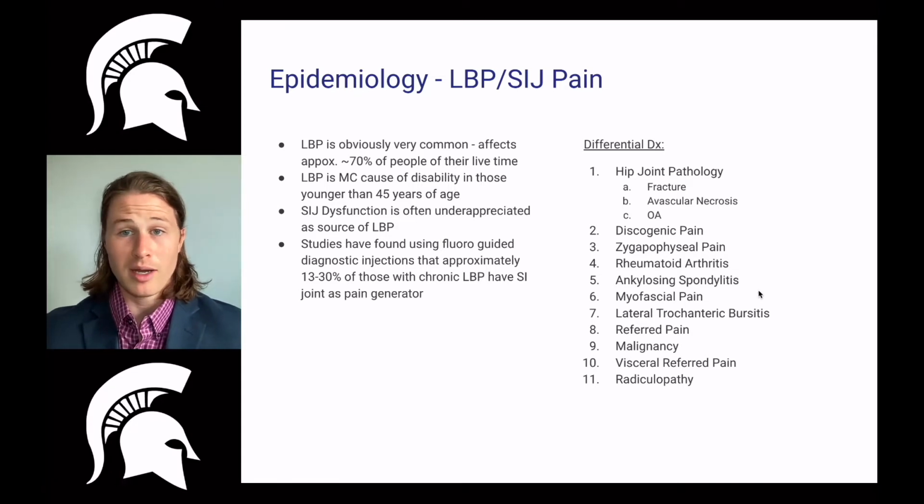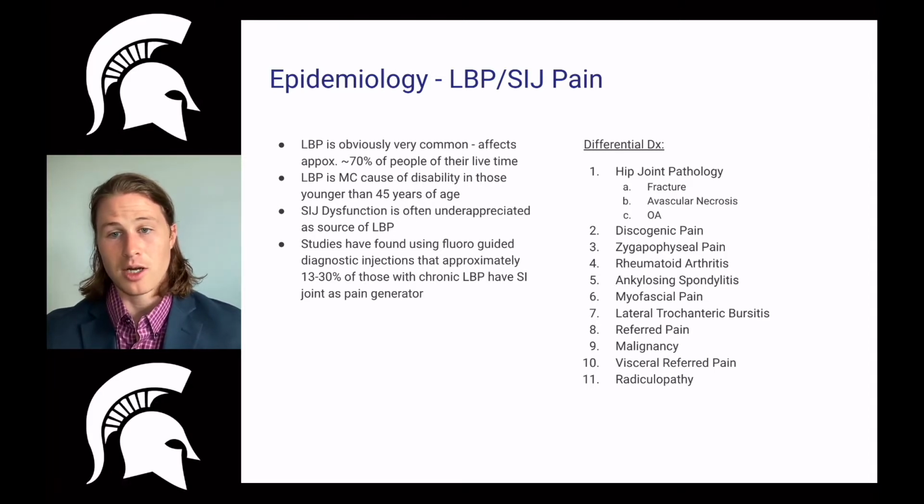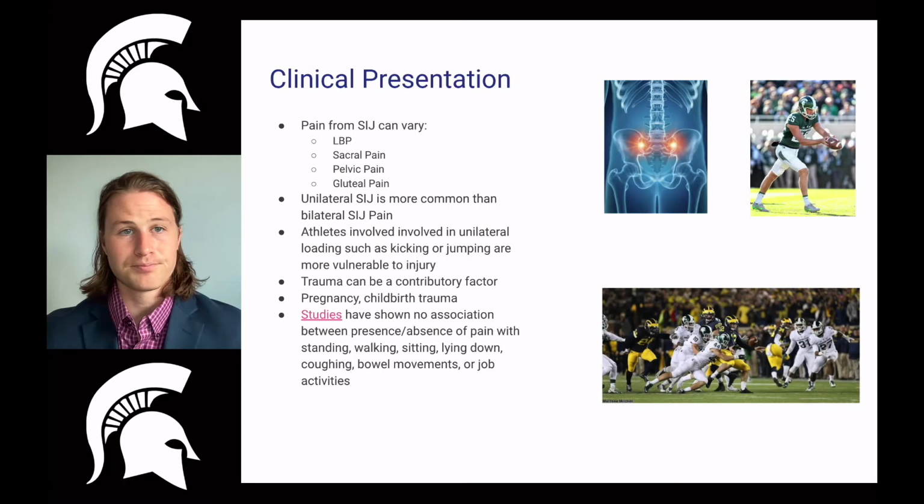When considering low back pain, we should also consider other anatomical features nearby, such as the low back, the hip, and nerves, as well as neurological, oncologic, and inflammatory causes of pain in the area. Clinical presentation can vary, but unilateral SI joint pain is more common than bilateral SI joint pain.